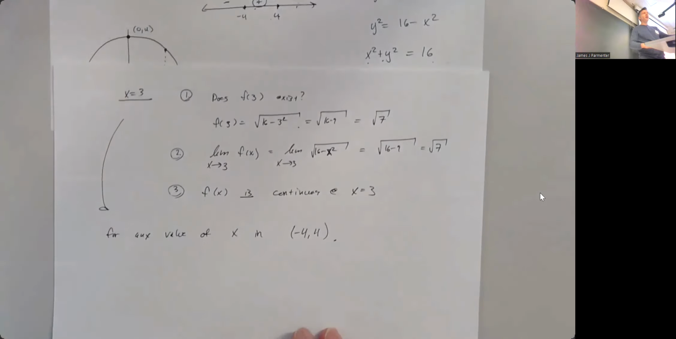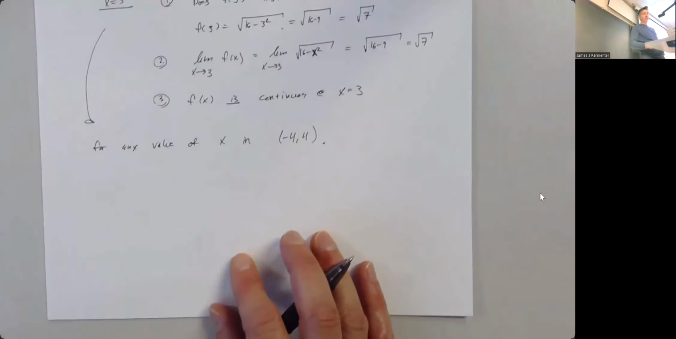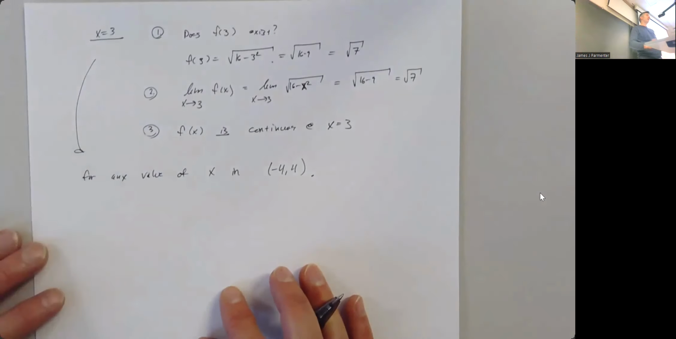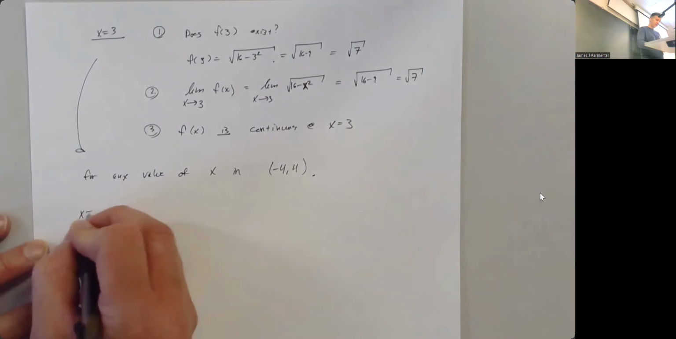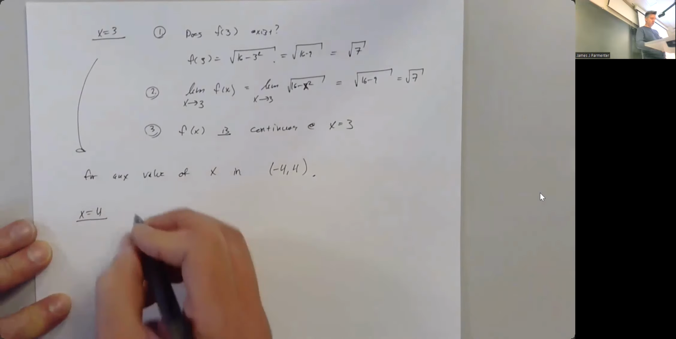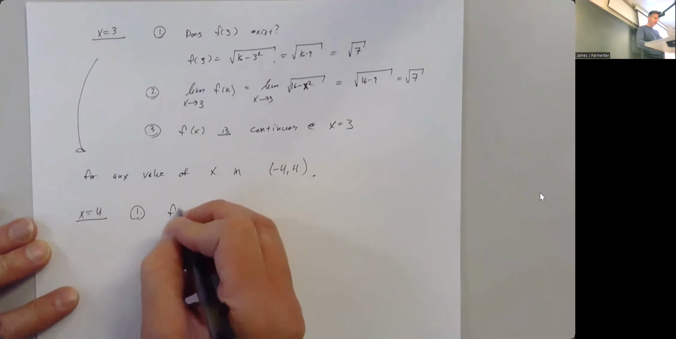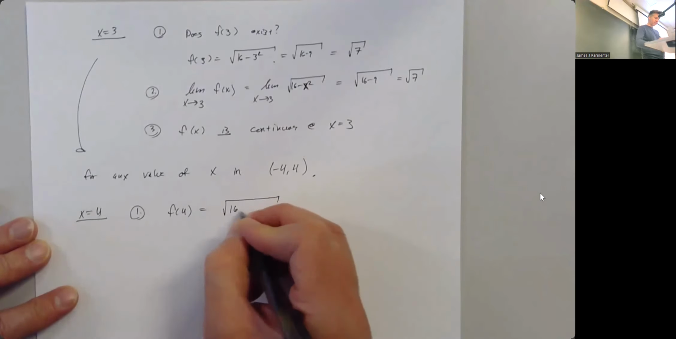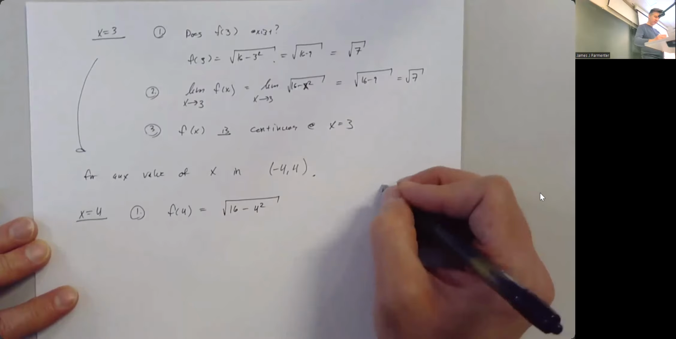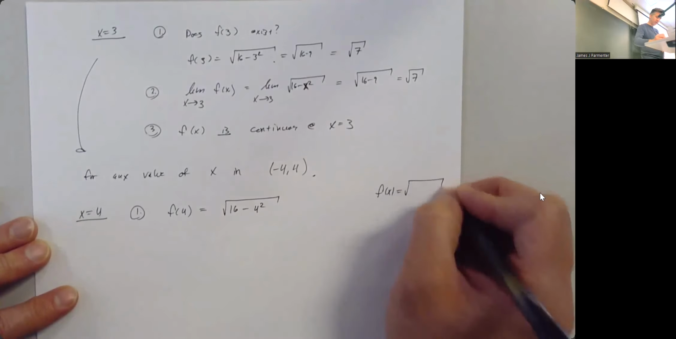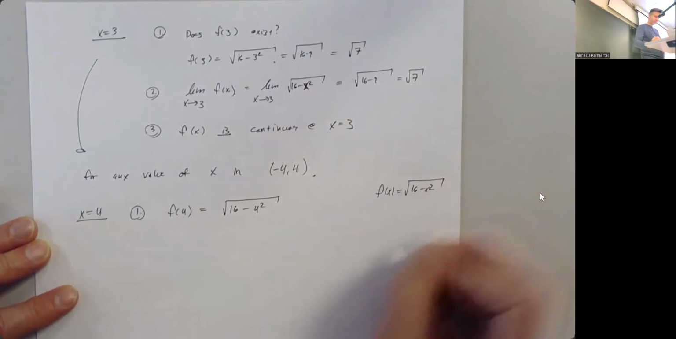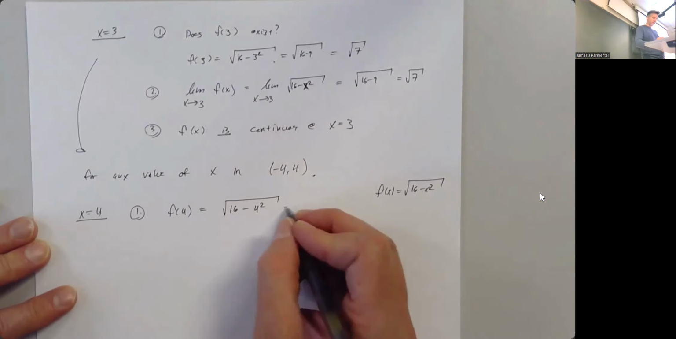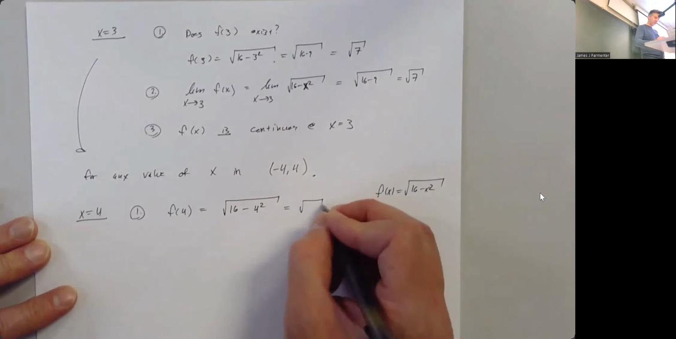So why are the endpoints potentially problematic? Here's why. Let's look at x equal to 4. So same questions. Does f of 4 exist? Yeah, f of 4 is the square root of 16 minus 4 squared. I should write the function over here. Sorry, the function is the square root of 16 minus x squared. So 16 minus 4 squared is 16 minus 16, so square root of 0, which is 0.